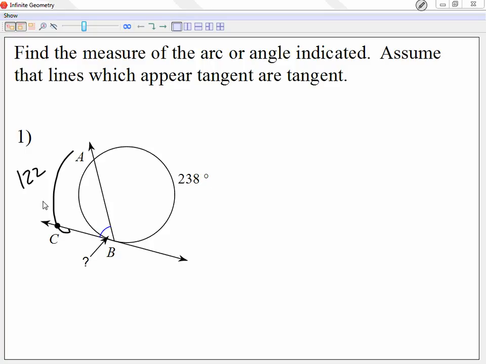Now, since the arc is 122, how big is the angle? 61 degrees. Remember, the angle is half of the arc that it creates.